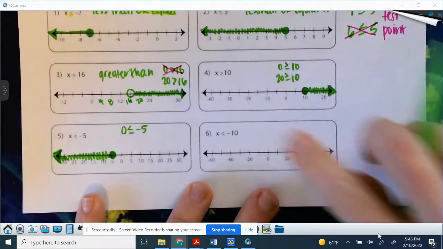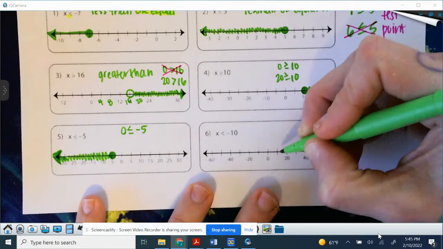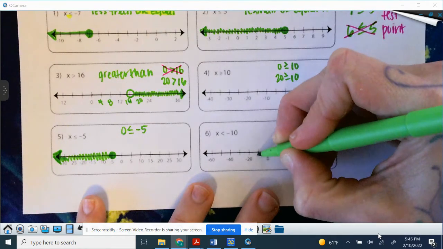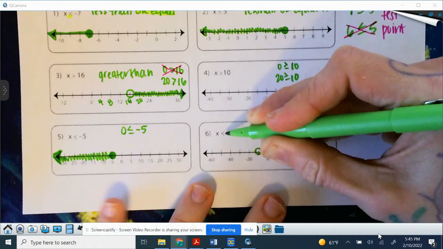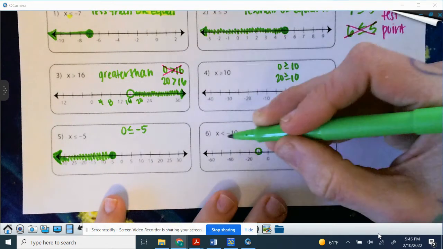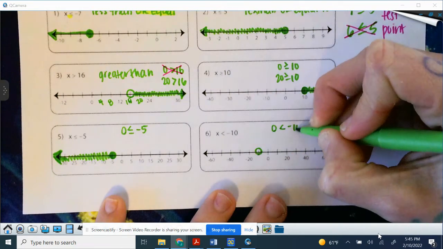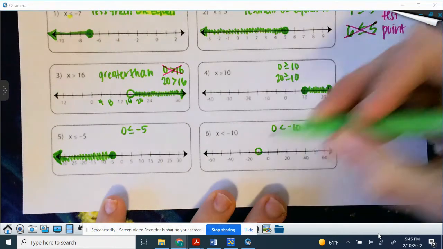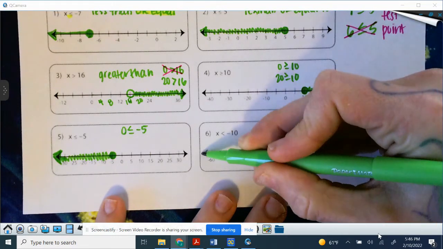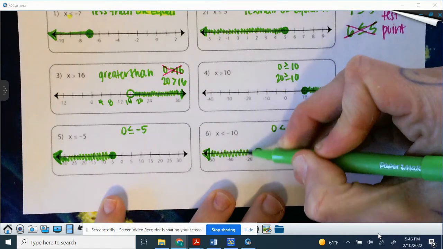So x is less than -10. So it looks like counting by 10s: 10, 20, 30, 40. So this is our -10. It's less than. There's no equal to, so we're going to leave it an open circle. And it's x is less than -10. So if I try my 0, is 0 less than -10? No. So we're going to shade away from 0. So with your test point, shade away from 0 when it's false.